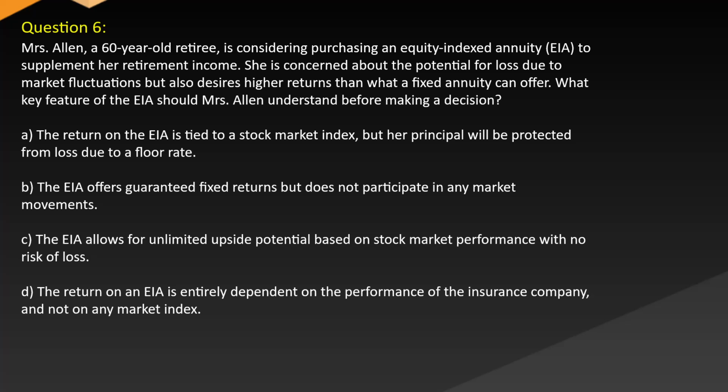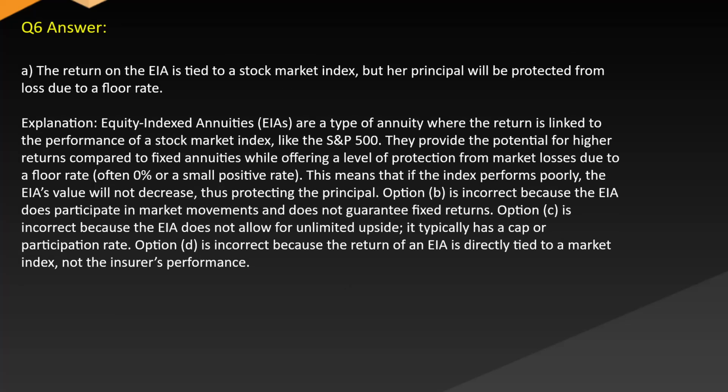B. The IA offers guaranteed fixed returns, but does not participate in any market movements. C. The IA allows for unlimited upside potential based on stock market performance with no risk of loss. D. The return on any IA is entirely dependent on the performance of the insurance company and not on any market index. Answer A. The return on the IA is tied to a stock market index, but her principal will be protected from loss due to a floor rate.